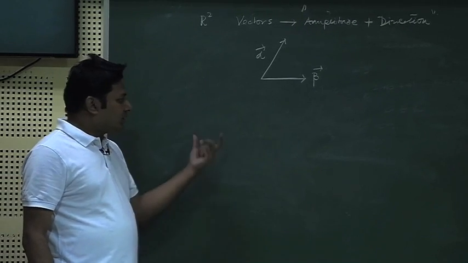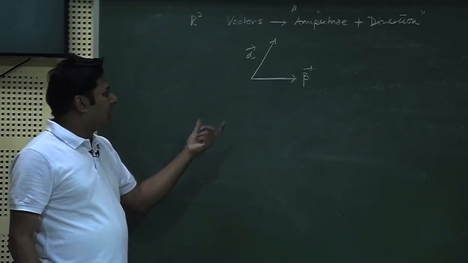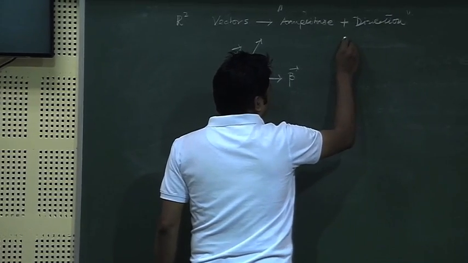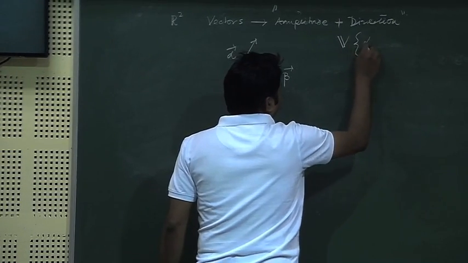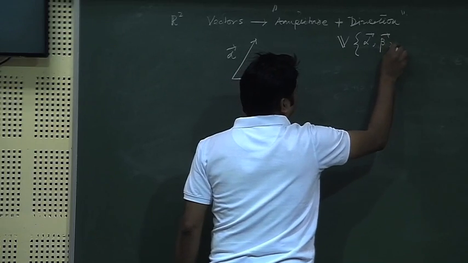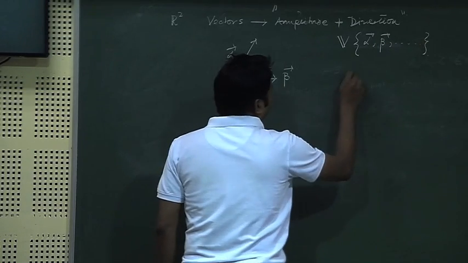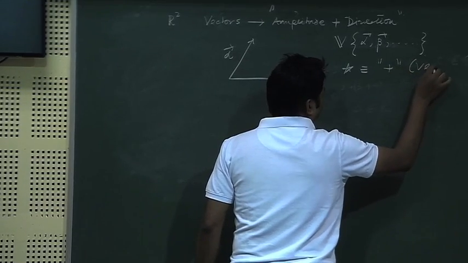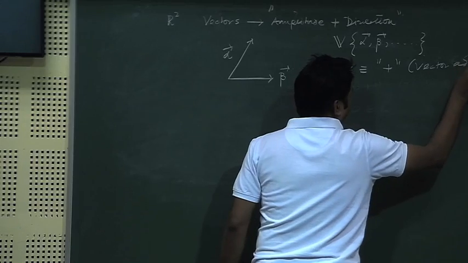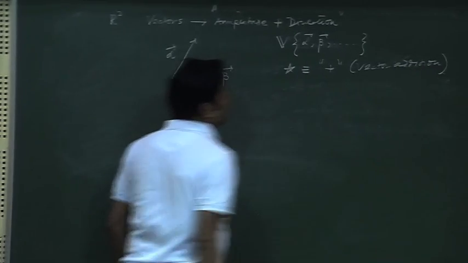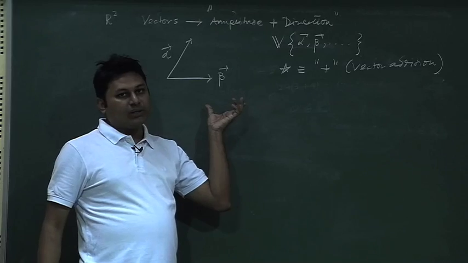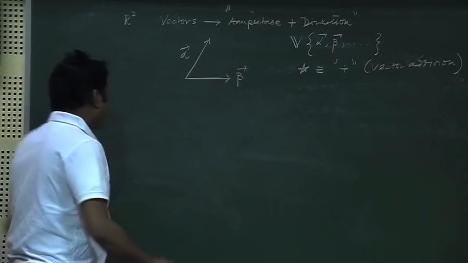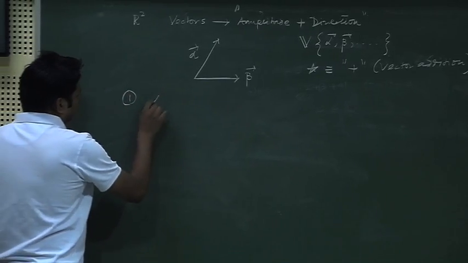So far we dealt with the addition of real numbers, so we know how to add. But if I say that my set, the vector set V, is defined by these numbers, and my star binary operation is addition, I must say this is a vector addition. So now we will quickly check whether, under vector addition, this set V forms a group or not. This is very important. So let us start with this.